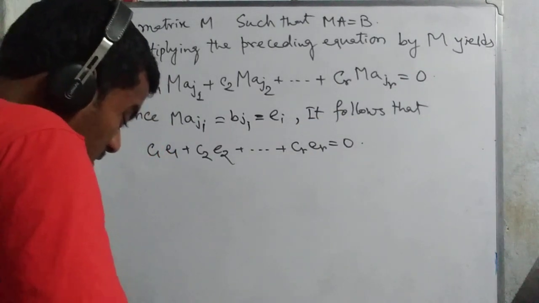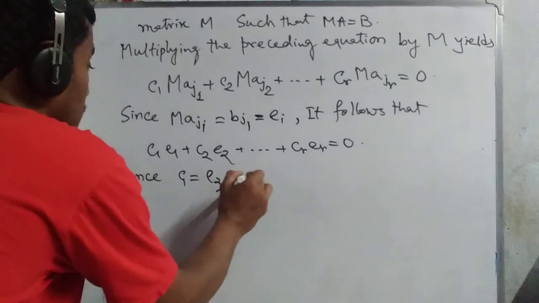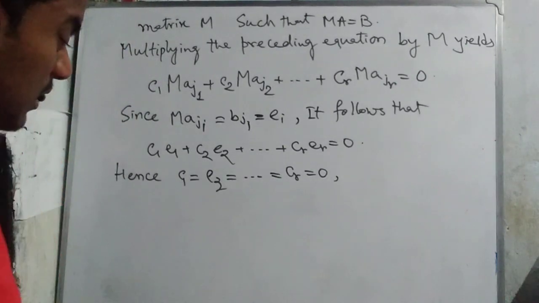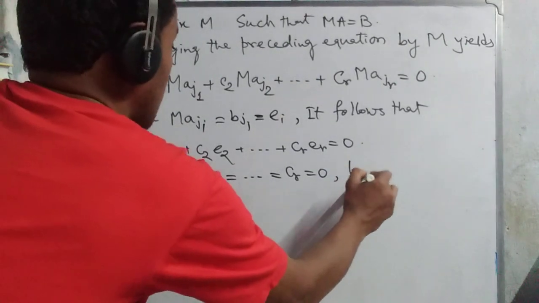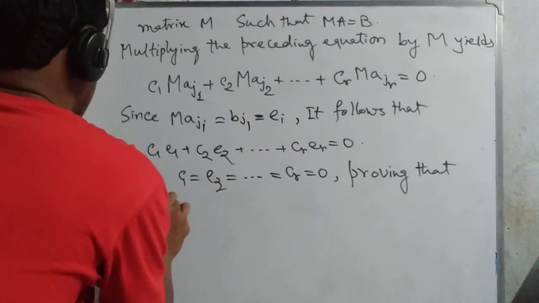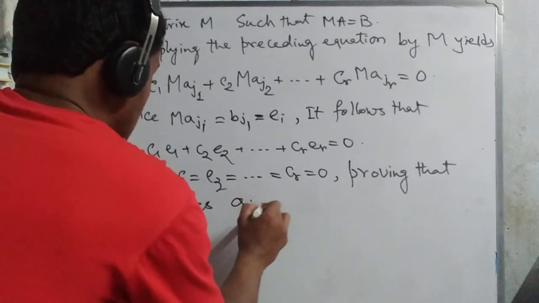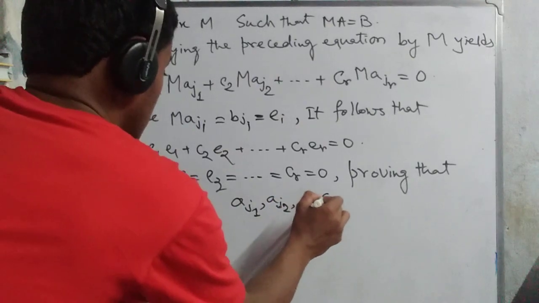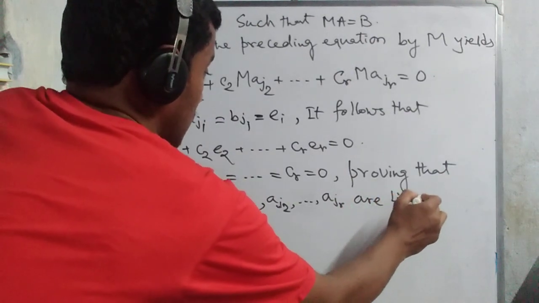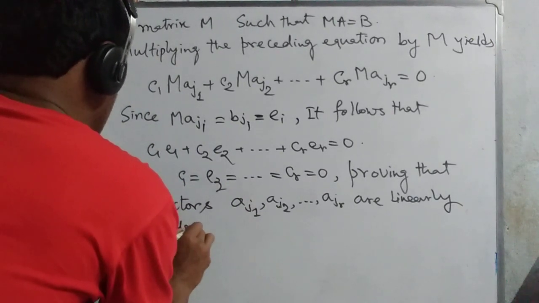Hence c1 equals c2 equals ... equals cr equals 0, proving that the vectors a_{j1}, a_{j2}, ..., a_{jr} are linearly independent.